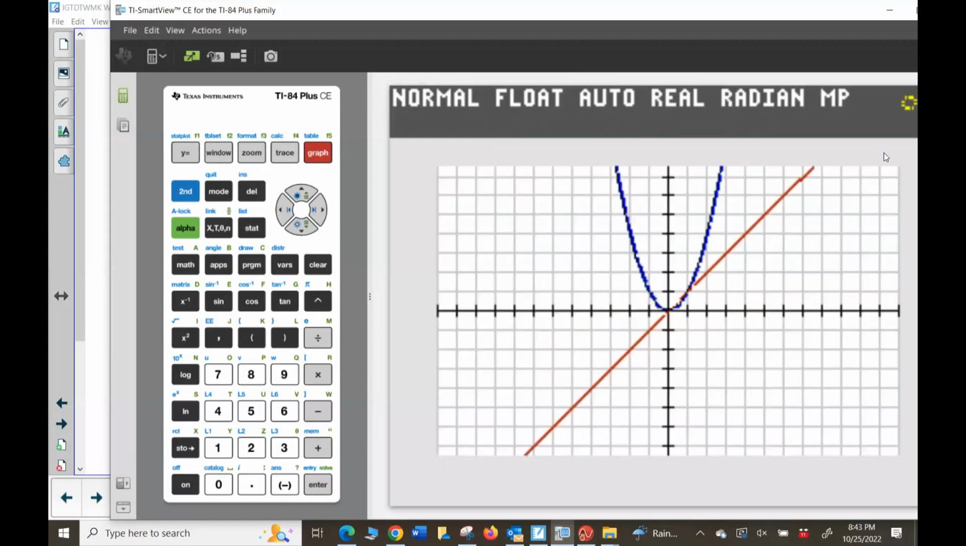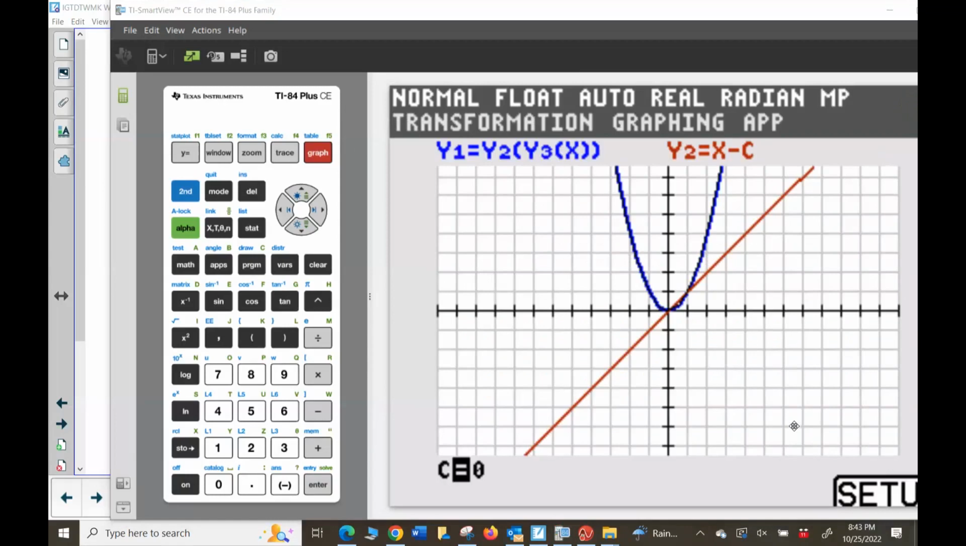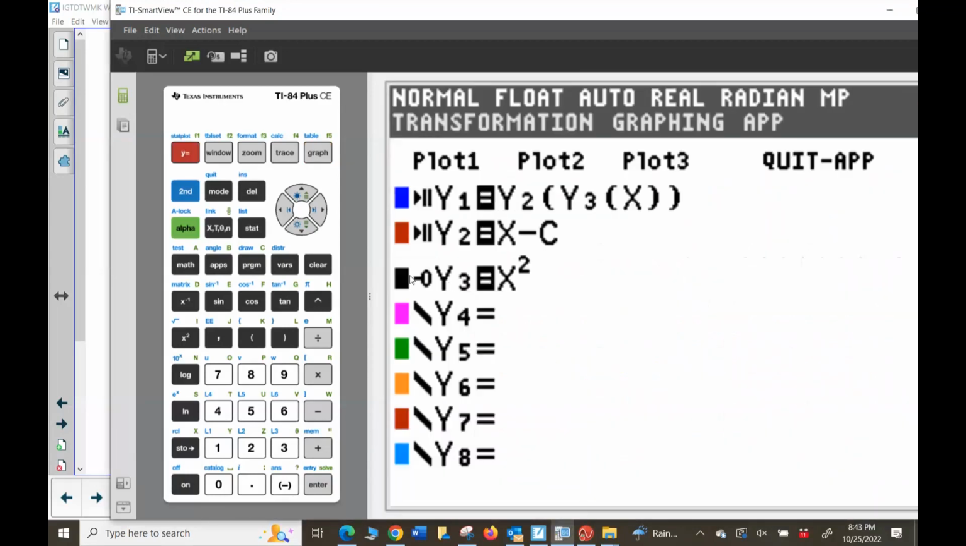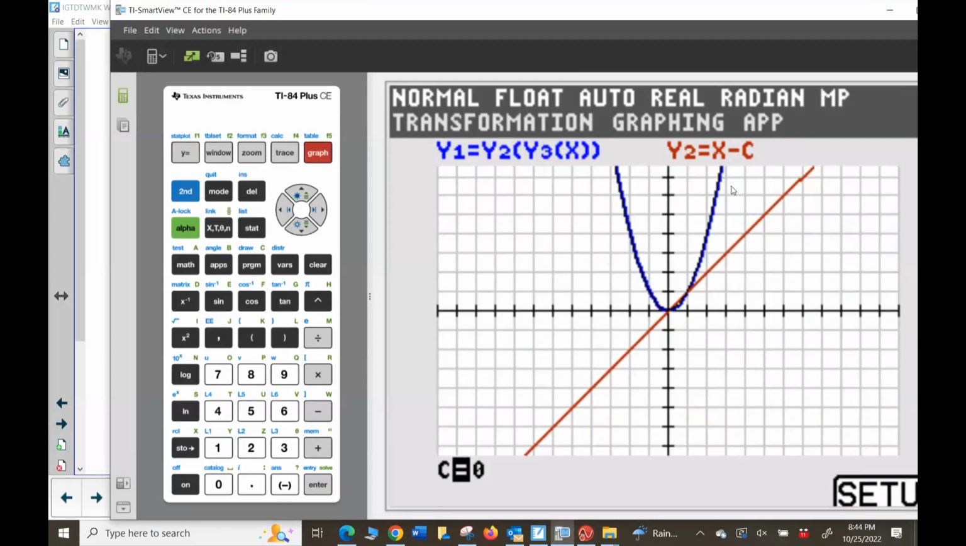And so it's showing me y2 is x minus c, where c is 0. If I go to y equals, in black, it's x squared, that parent function. And this is the composition of y2 of y3 of x that's going to be in blue. And right now, that's y equals x squared because c is 0, right?